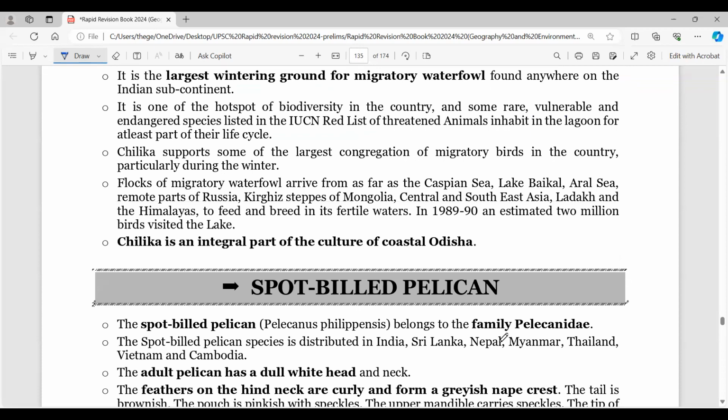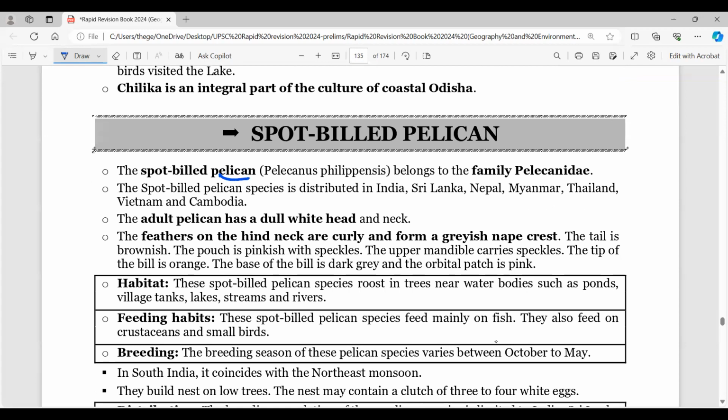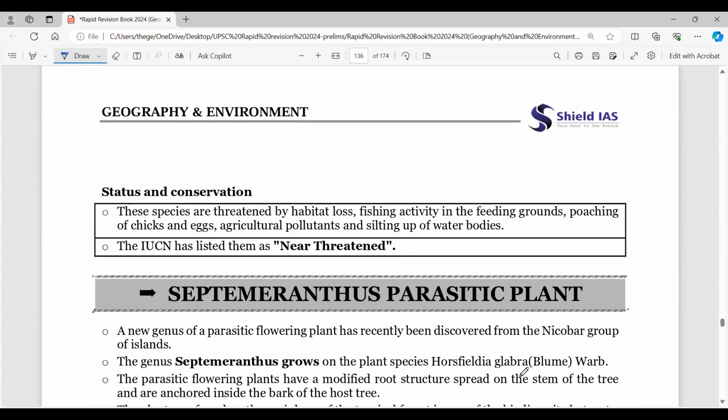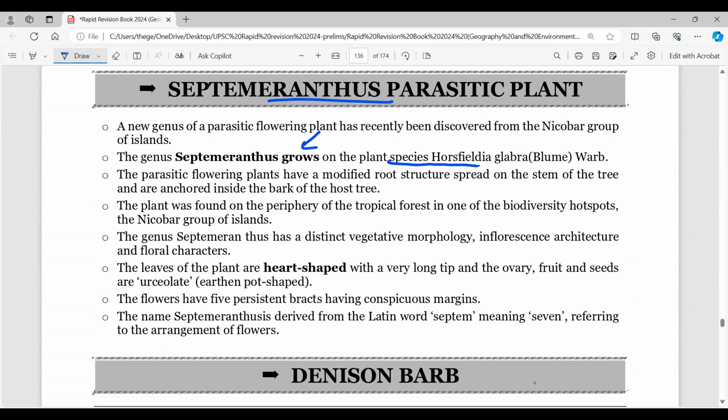Now, spot-billed pelican. So another one, the spot-billed pelican belongs to family Pelecanidae, and this is found in India, Sri Lanka, Nepal, Myanmar, Thailand, right? It is basically a bird where the feathers on the hind neck backside are curly, right, and a grayish nape crest. So this is very interesting. And if you observe here, IUCN category: near threatened. So Septemberanthus grows on the plant species Holostemma... glabra, and heart shape is what you can remember at least.